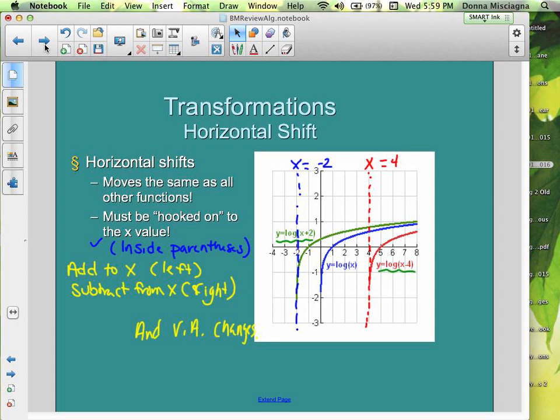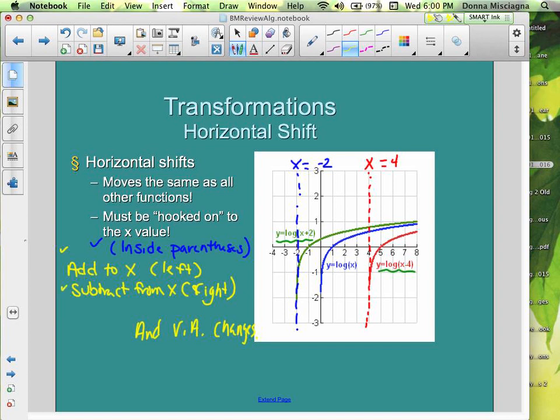So y equals log of x, the same graph, is the blue graph. If we have y equals log of (x plus 2), now we've shifted our whole function 2 units to the left. You add to x, it moves it left, just like every other function. Okay? So add to x, moves it left. Subtract from x, moves it right.